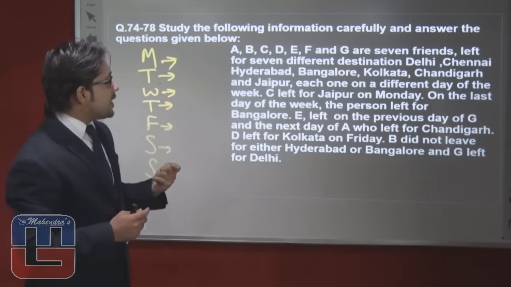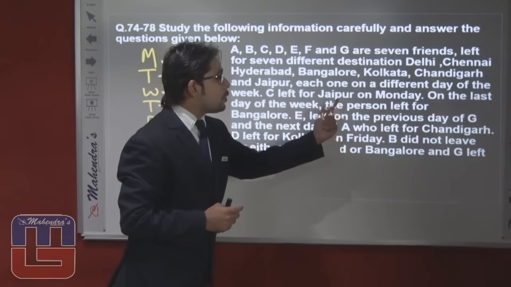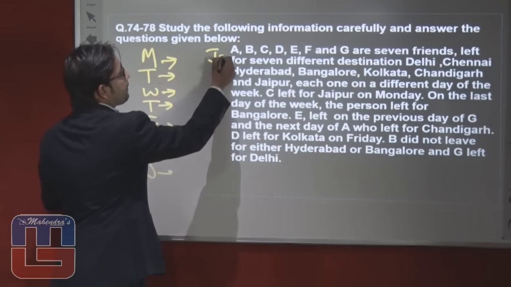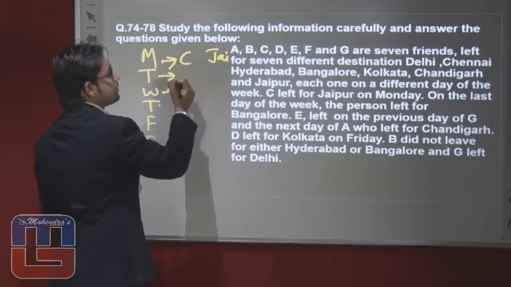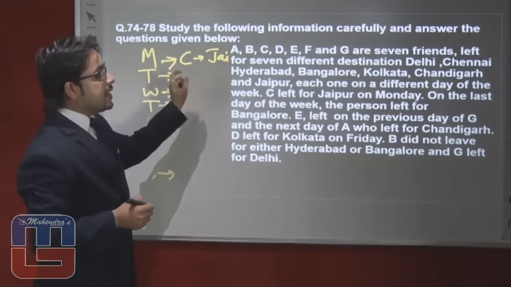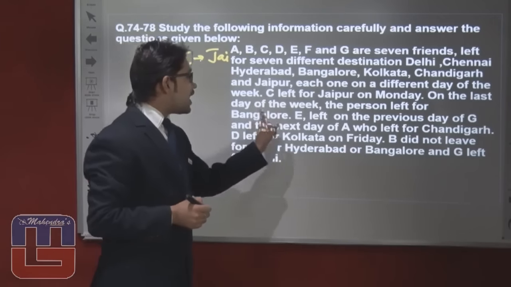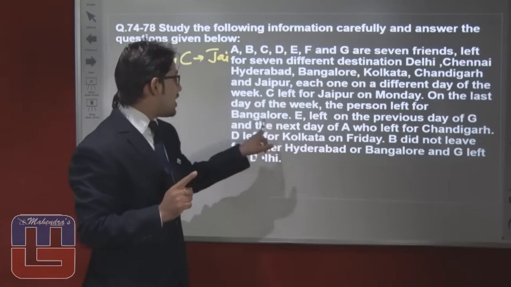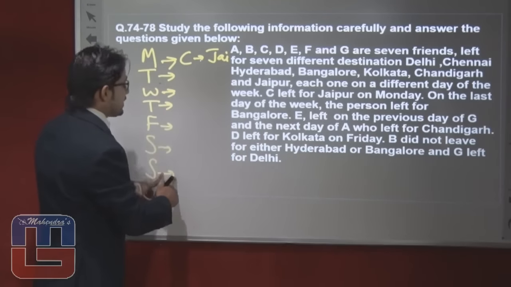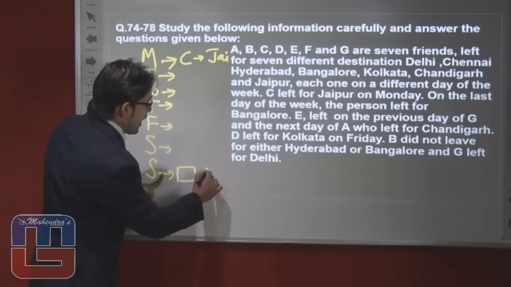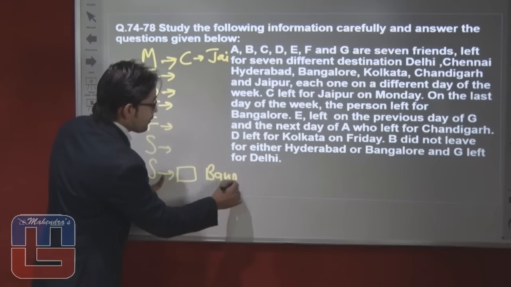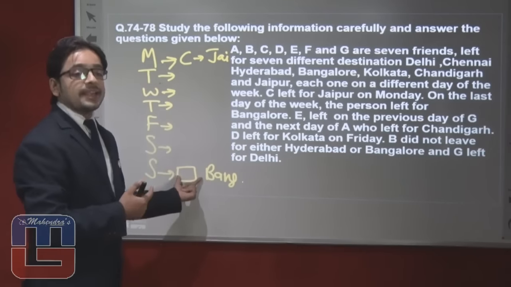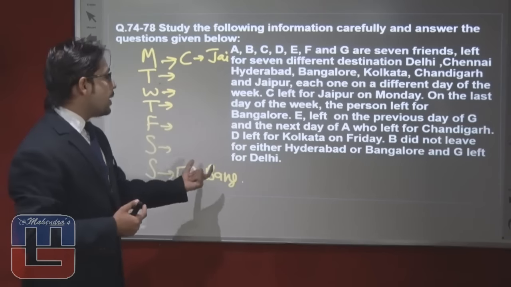The first statement is saying C left for Jaipur on Monday. You can write over here C left for Jaipur on Monday. The name of that candidate is C. The second statement is saying on the last day of the week, the person left for Bangalore. The last day of the week is Sunday. On the last day, that is Sunday, the person left for Bangalore. We cannot find the name of the candidate who went to Bangalore.